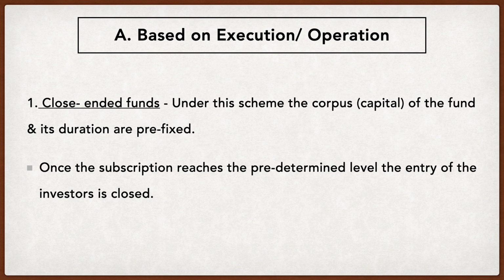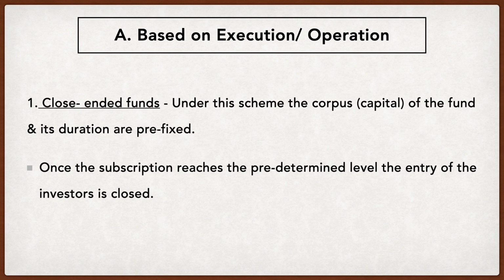I just gave you an example, right? I'm collecting 500 rupees from every single person. So that mounts up to almost 80 lakh rupees. That 80 lakh rupees is called the corpus or capital of the fund, and its duration is prefixed. So two things I want you to remember. Under close-ended funds, the capital is fixed and the duration of the fund is also fixed.